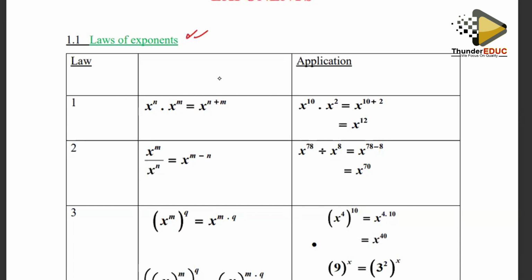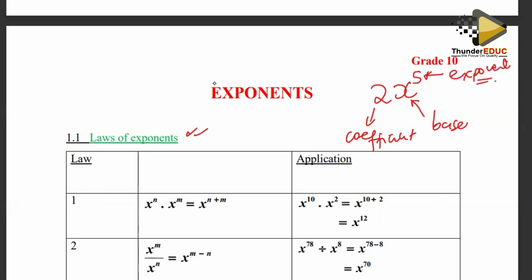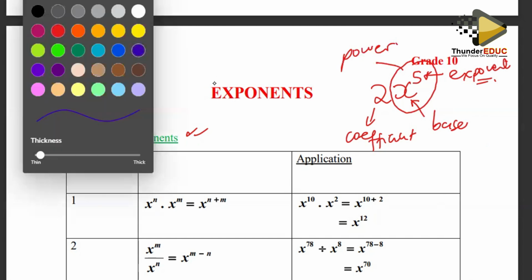Law number 1 is the multiplication law, whereby if we have something like, let's say, we have a 2x to the 5. Let's start from here. This 2 is known as a coefficient, okay? This x, since it's having a number on top of it, becomes a base, and then this 5 becomes the exponent of interest. So the combination of the exponent and the base is what we call the power, okay? So that will be known as the power.